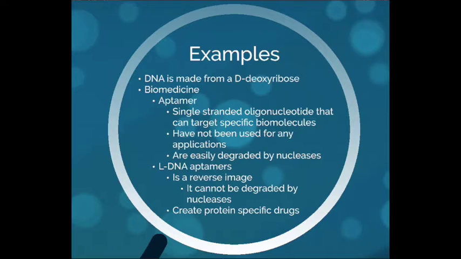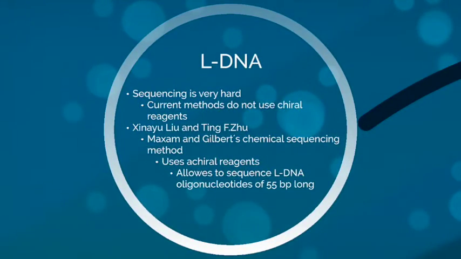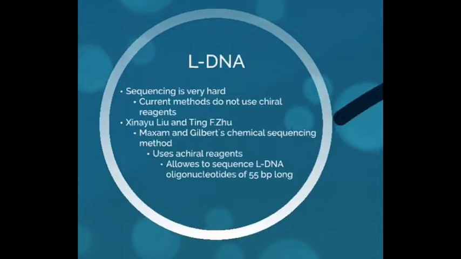They have not been used because they are easily degraded by nucleases in the body, specifically in the blood. L-DNA, as its mirror image, cannot be degraded by nucleases. Aptamers using L-DNA could have the potential to create protein-specific drugs, but the sequencing of L-DNA is very hard because the current methods do not use chiral reagents.